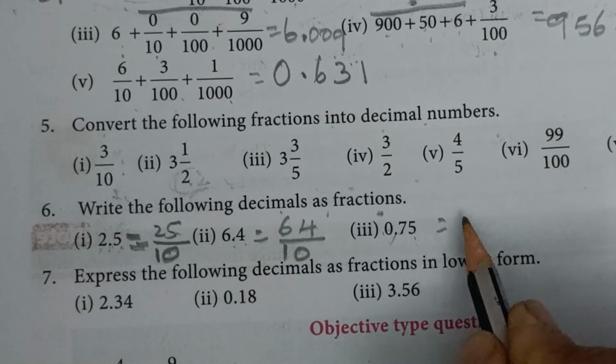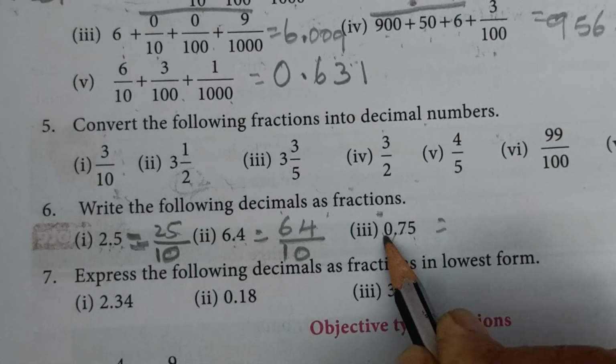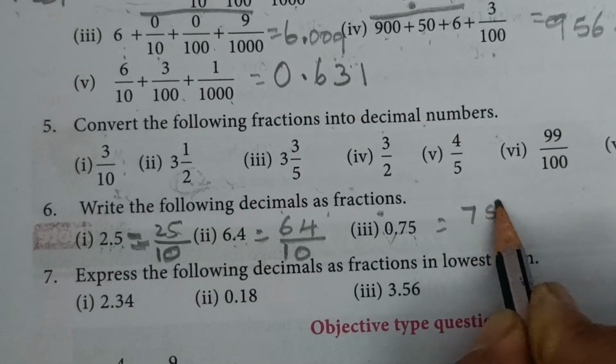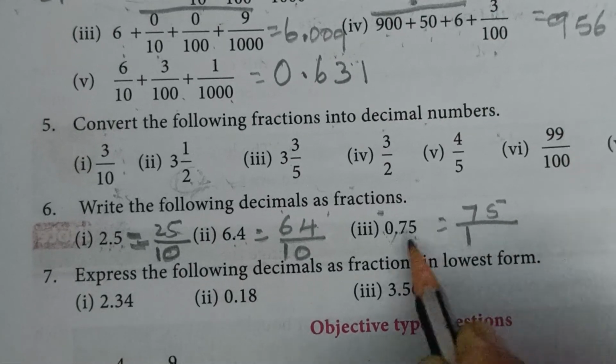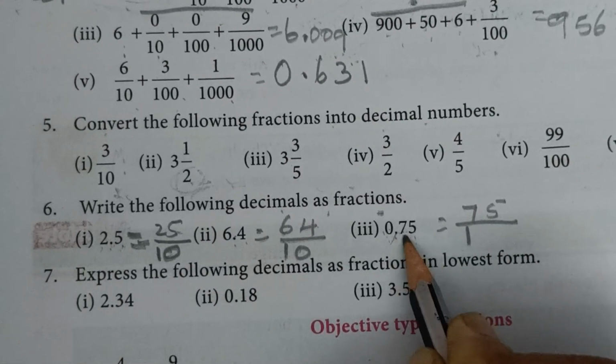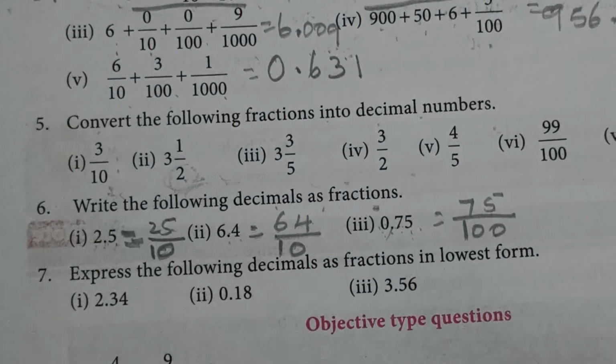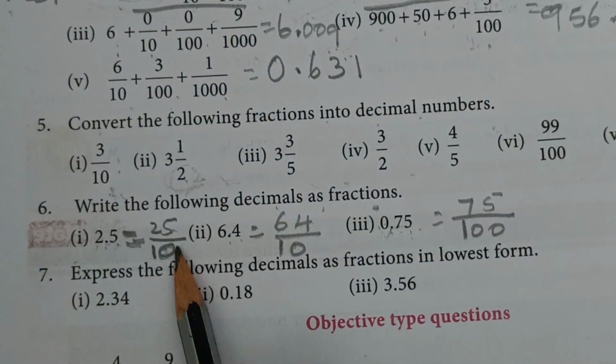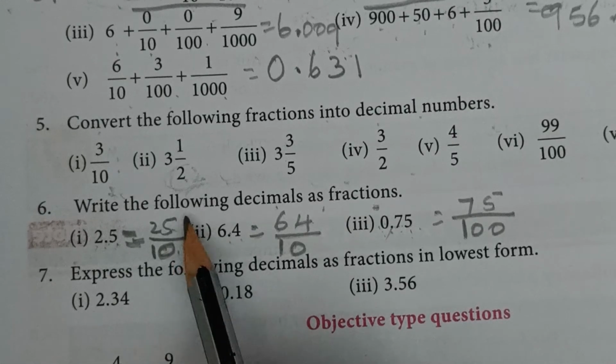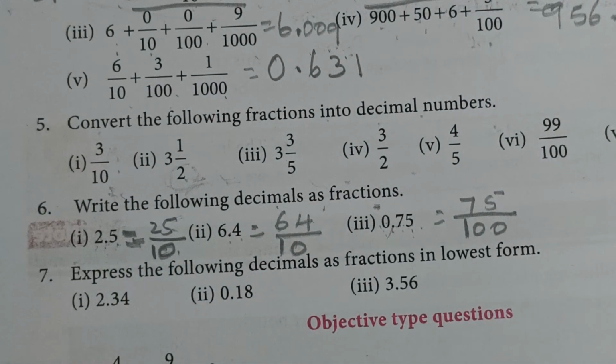When you put 0, 7, 5, the 0 in front of the number has no value. So it is only 75 by 10, with 1 zero after the point, because there are two numbers, so 2 zeros. These are the shortcut method to convert decimal into fraction. Of course, here you can cancel 25 and 10 by 5 tables and write.